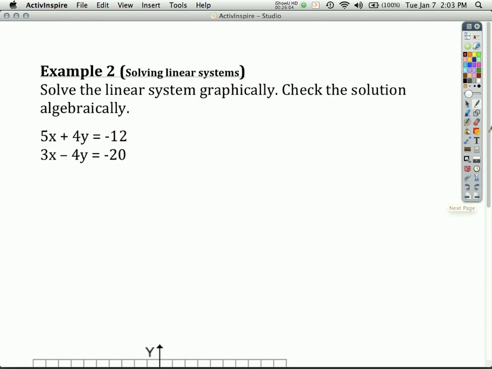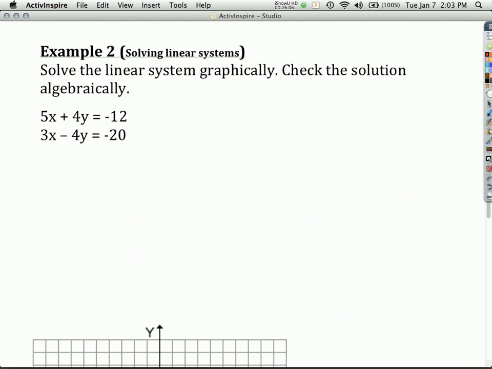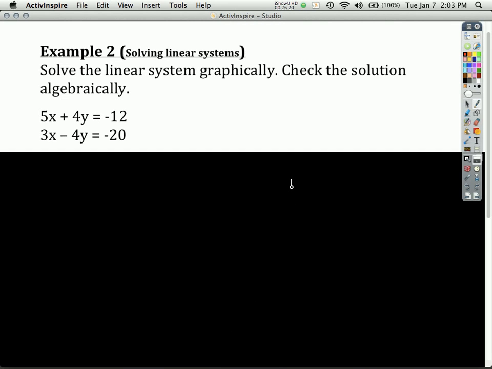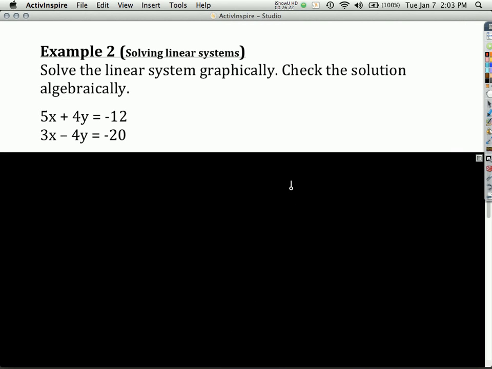So now we want to solve a linear system by graphing. It's called graph and check. So the system that we're going to graph is right here. 5x plus 4y equals negative 12. 3x minus 4y equals negative 20.